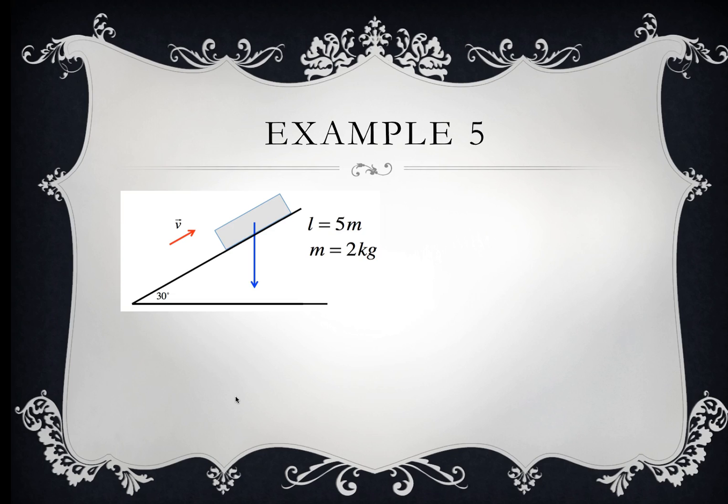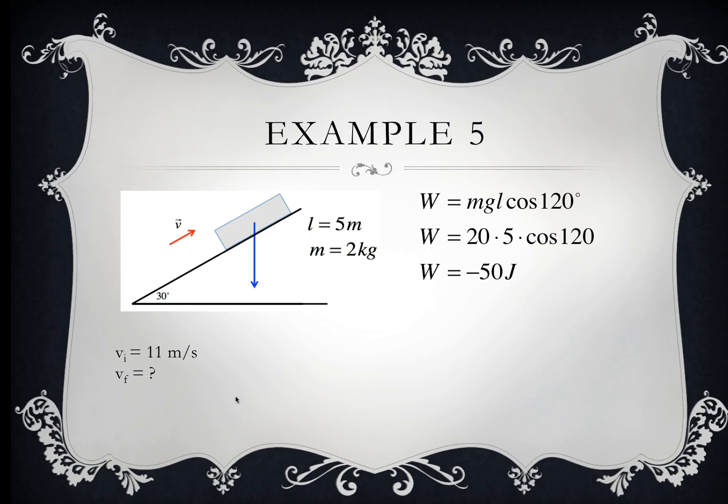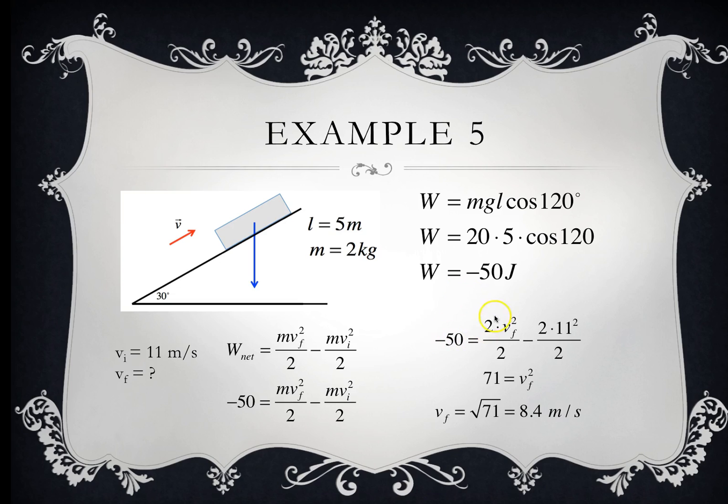In the next example, the object is sliding upwards, so that tells you there was some initial force. Maybe it was somebody's hand, maybe it was a spring, something set that block in motion up the incline. So work of gravity in this case is negative 50 joules. Let's say initial velocity was 11 meters per second. What's the V final? Negative 50, the work, equals change in kinetic energy, so negative 50 equals 2 over 2 times V final squared, minus the initial term, where I'm plugging 11 into the formula.